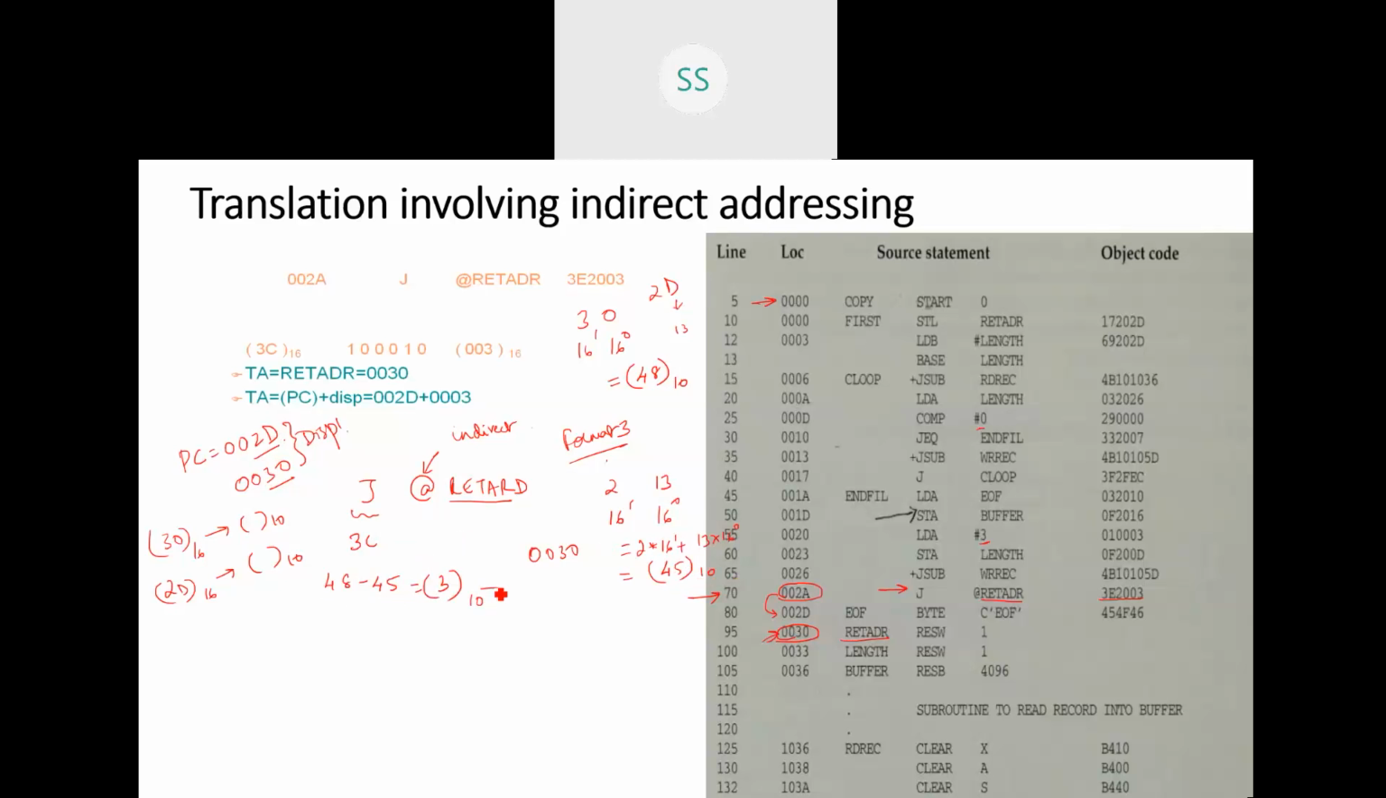And if I convert this to base 16 also, I'll get it as 3 itself. So I know what I have to put here. I have to put the value 3, which has been derived from here. That is, I found the displacement value.